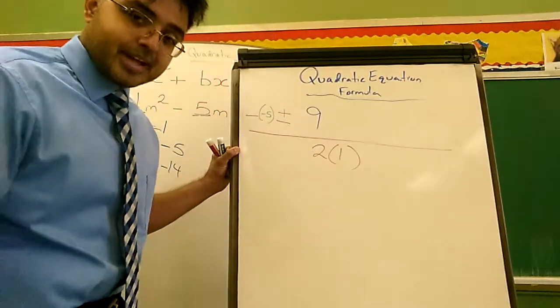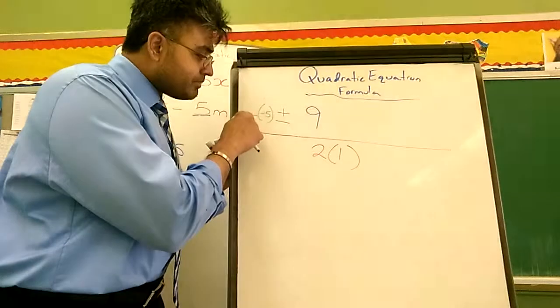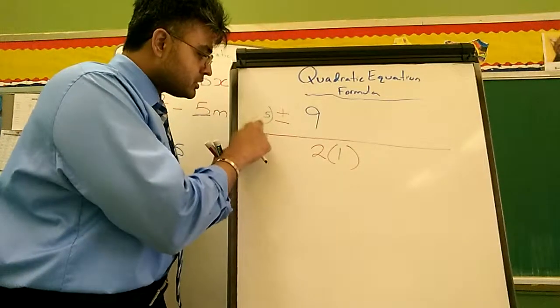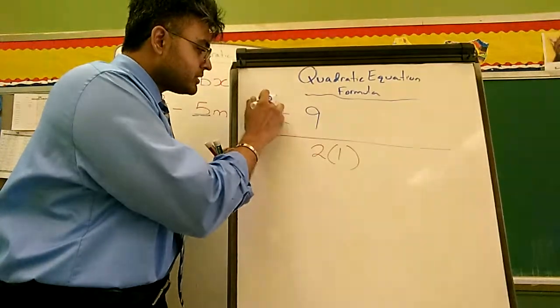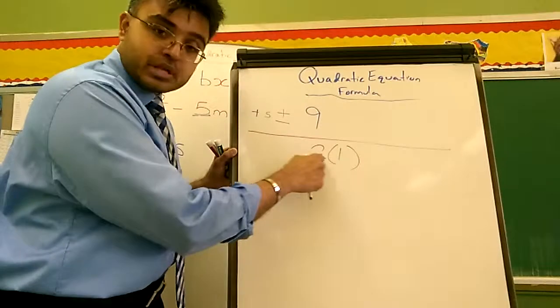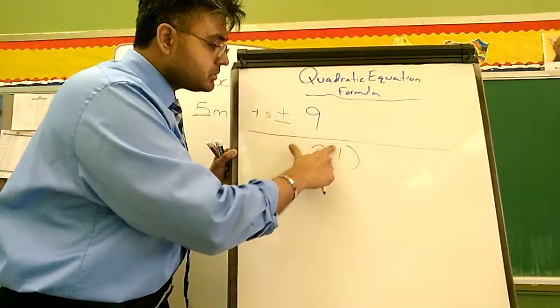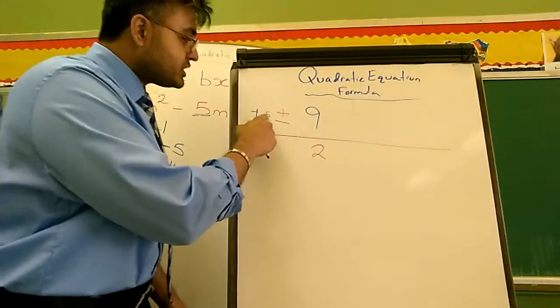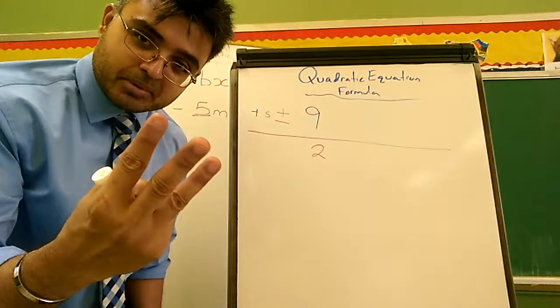You see? That's it. And now in this case, you have minus and minus. So minus and minus becomes plus. So now you have plus 5. And back down over here, we have 2 times 1. 2 times 1 is 2. And there we go. We've simplified it down to just 3 numbers.